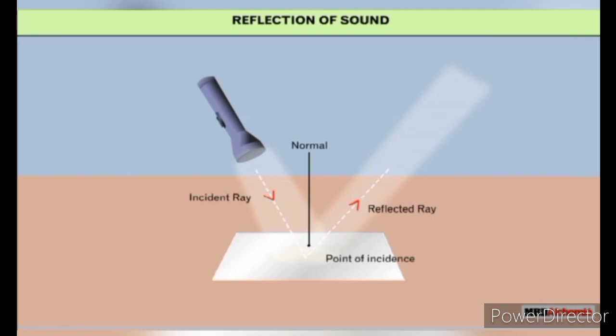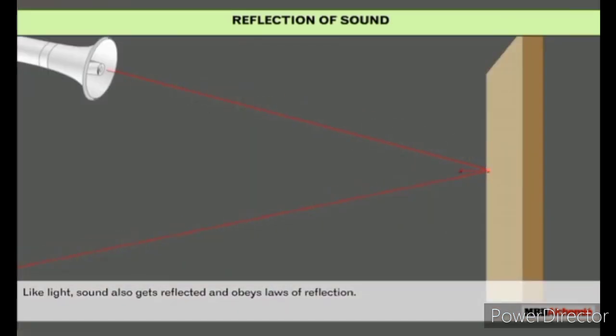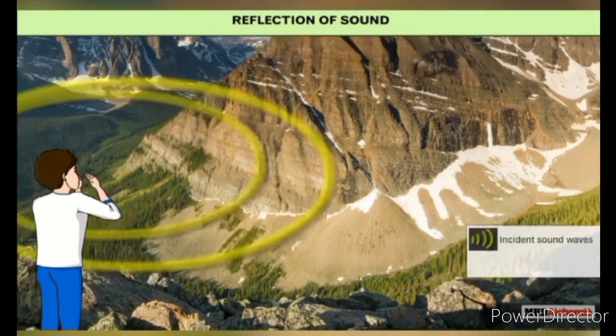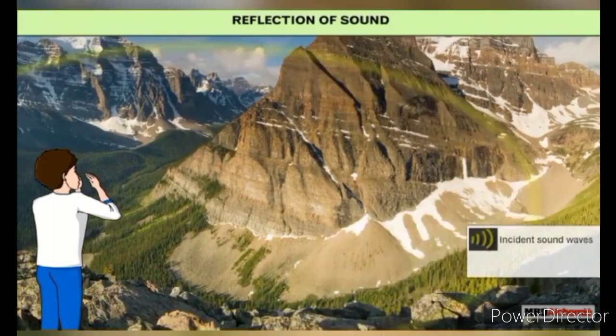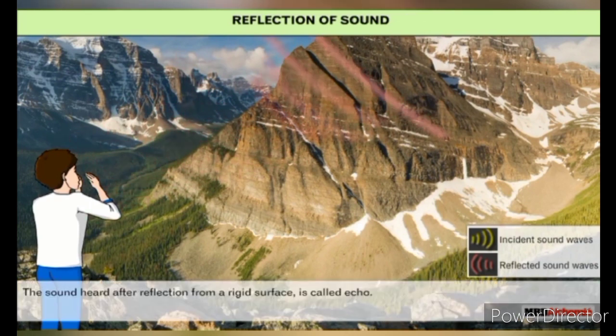Reflection of sound. Like light, sound also gets reflected and obeys laws of reflection. If we shout inside an empty hall or near a mountain, we will hear the same sound again a little later. The sound heard after reflection from a rigid surface is called echo.